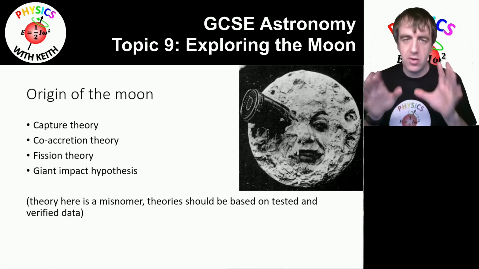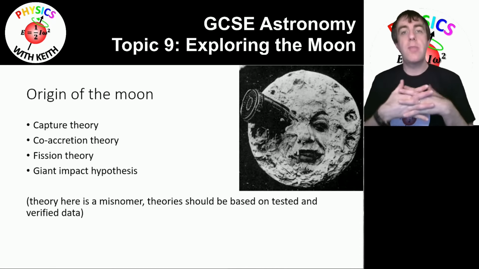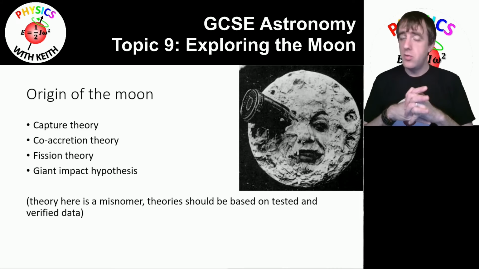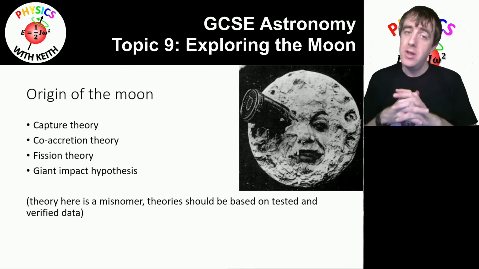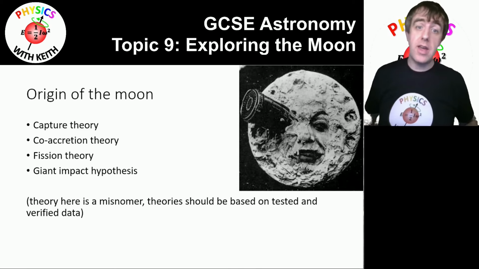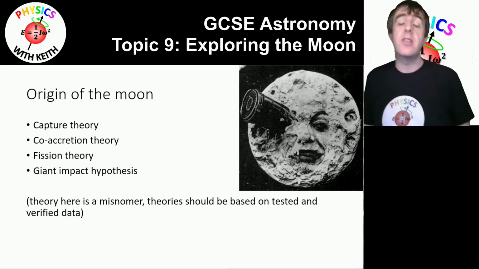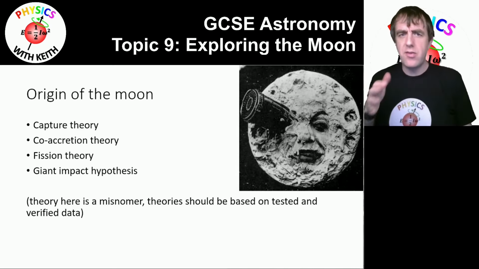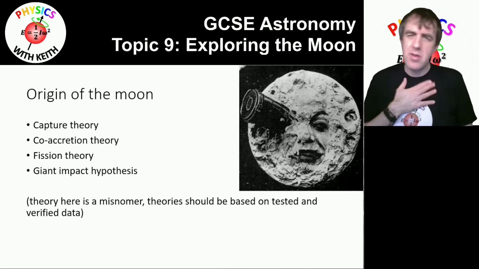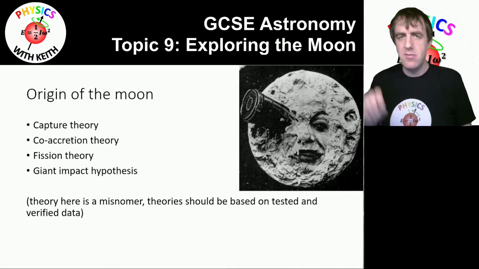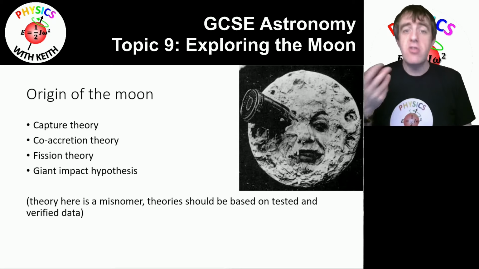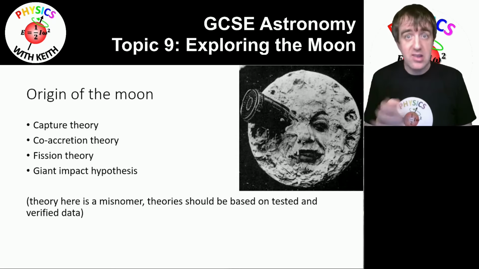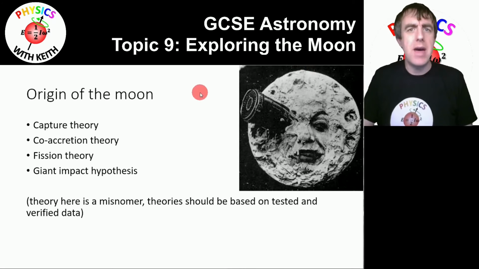It's time to move on to the next topic then, which is theories about the origin of the moon. The moon's not made of cheese, sorry. So the three theories you have to know are the capture theory, the co-accretion theory, and the giant impact hypothesis. The fission theory doesn't really get a look in, but the evidence for it is very similar to the evidence for the co-accretion theory, you'll see. And I've got a bit of a problem with this because a theory has to be tested and verified with data. So calling capture theory and co-accretion theory and fission theory theories, I don't think is correct. It's a misnomer. They're badly named.